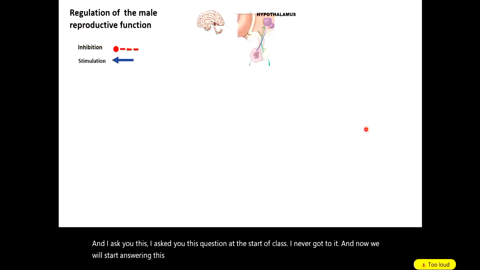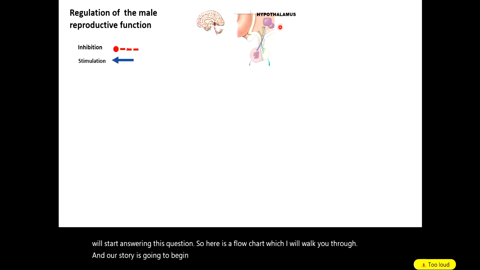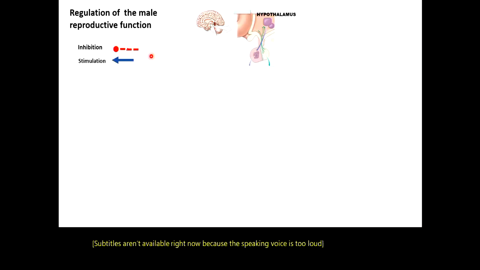So here is a flowchart which I will walk you through, and our story is going to begin at the hypothalamus, and we'll talk about the hypothalamic pituitary gonadal axis in this figure. And whenever you notice there is a dotted red line with a circle at the end, that indicates inhibition. But if you see a blue line with a pointed arrow, that indicates stimulation. All right, so that is the key to keep in mind.